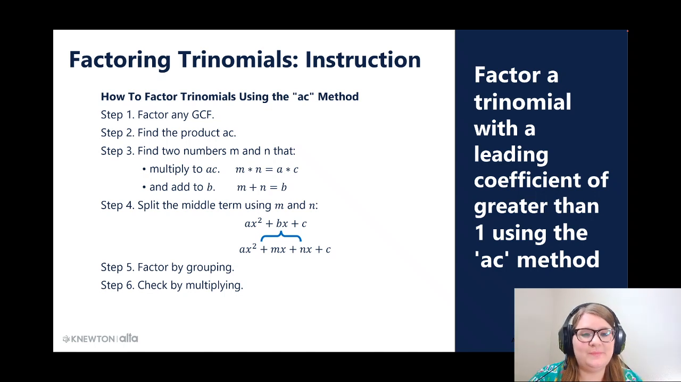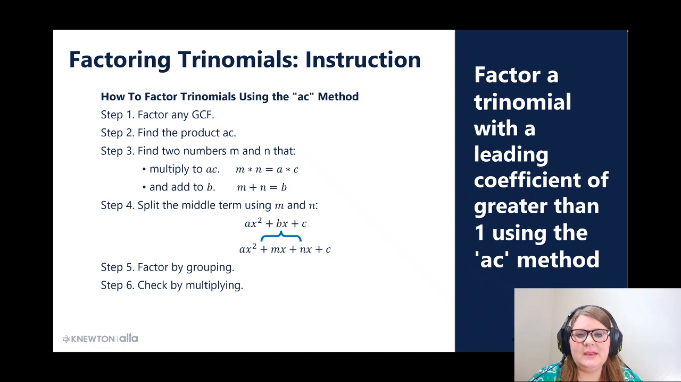So after you pulled out a greatest common factor, whatever the leading coefficient is and the last term is, you're going to multiply them together. Then you're going to find two numbers that multiply to that and add to the middle number. So again, this is very similar in setup to how we were doing it before where A equaled 1.